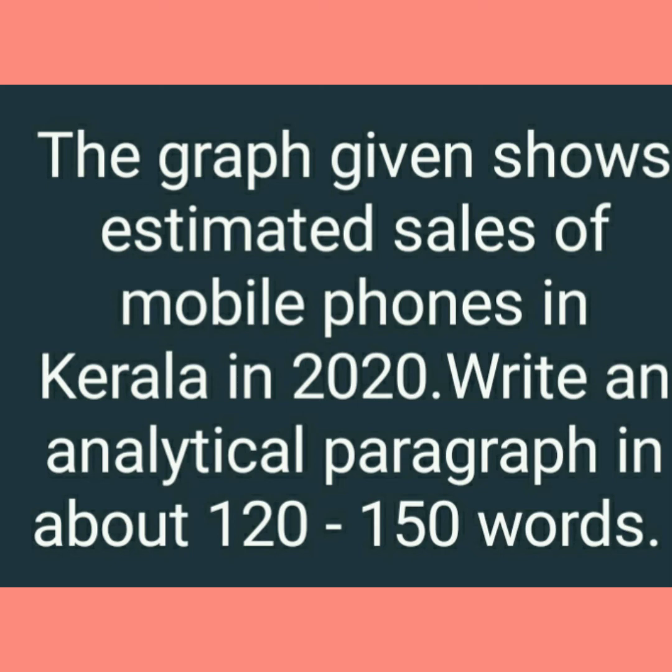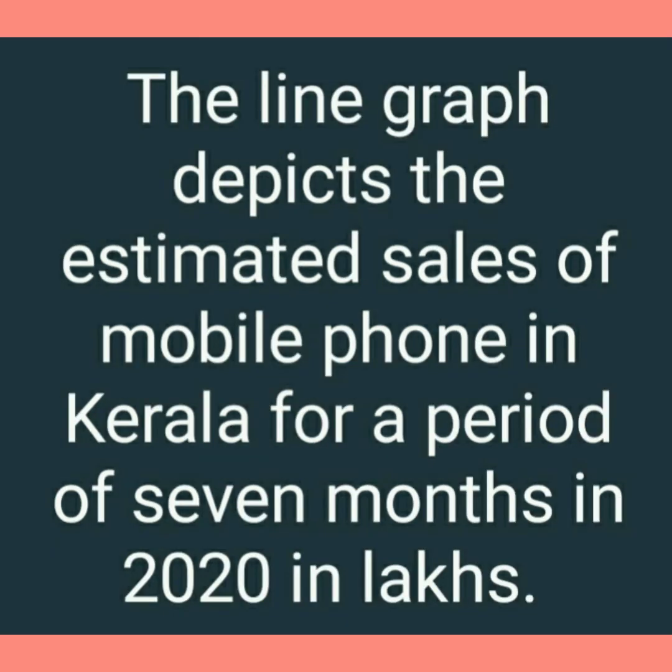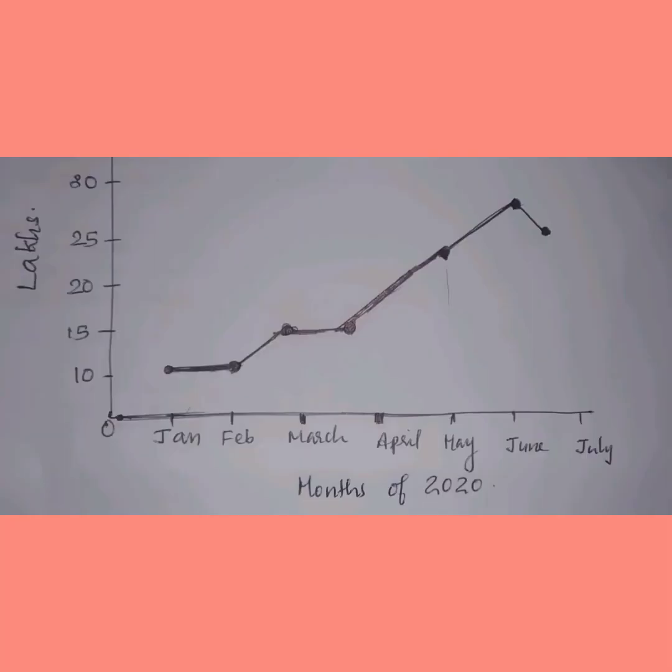The graph given shows the estimated sales of mobile phones in Kerala in 2020. Write an analytical paragraph describing the line graph in about 150 words. So you could see on the x-axis 7 months are written and on the left side y-axis lakhs are written there. The line graph depicts the estimated sales of mobile phones in India for a period of 7 months in 2020 in lakhs.